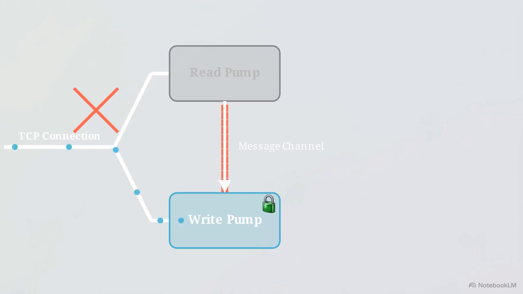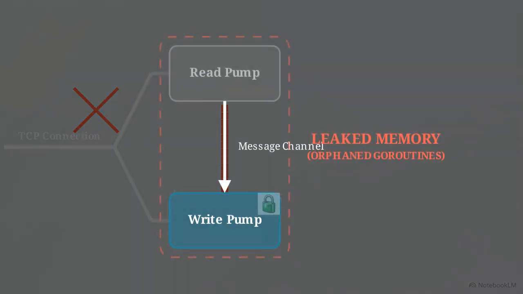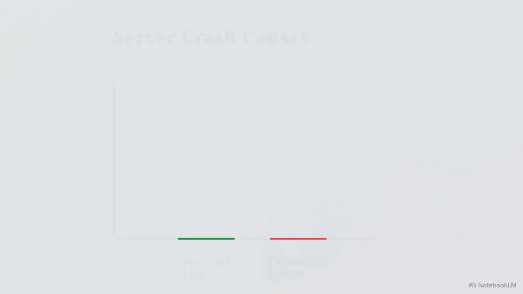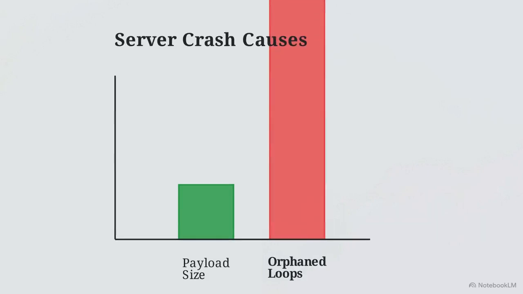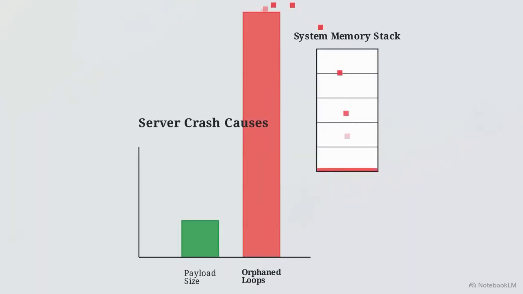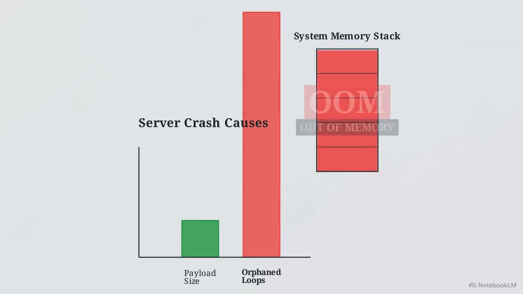If a network read fails and the application ignores the error instead of cleanly exiting the loop, the read pump stops. The message channel fills up, causing the write pump to freeze, leaving both processes permanently orphaned in memory. At scale, server crashes are rarely caused by the size of the data payloads. They crash because tens of thousands of these orphaned connection loops silently consume all available stack memory.